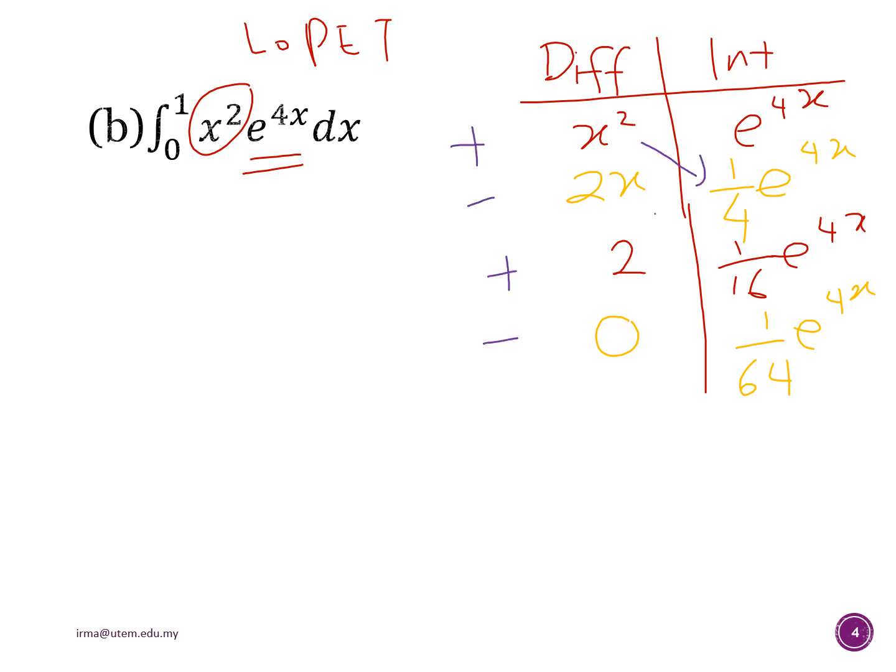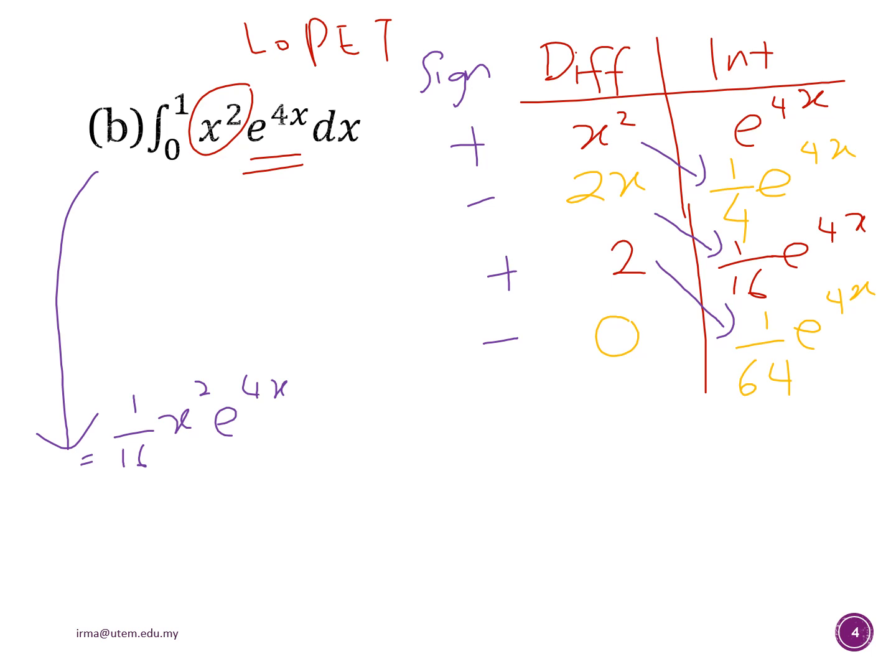Next, we put the signs and we multiply. So in front here are the signs. The answer you will get is 1 over 4 x squared e to the 4x, minus 1 over 8 x e to the 4x, plus 1 over 32 e to the 4x.